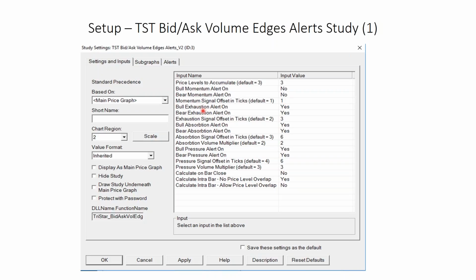Then you can turn on or off your bull and bear exhaustion. And then this signal offset is how far away from the high or the low of the bar you want to place your alert signal or your alert icon. And this you experiment with.